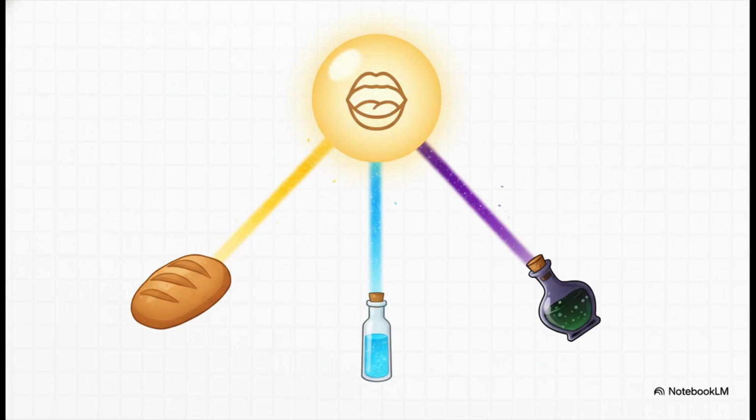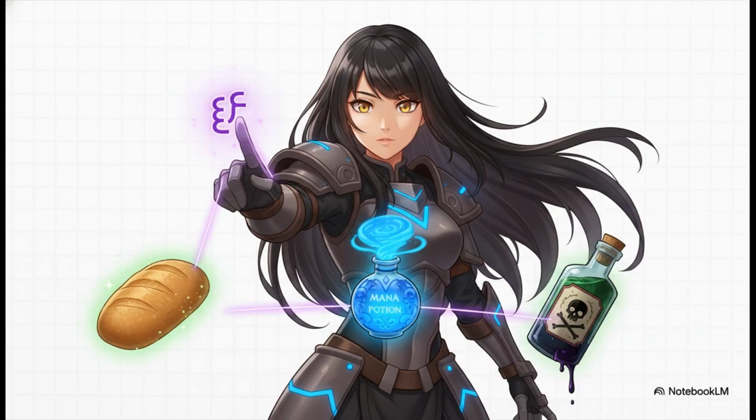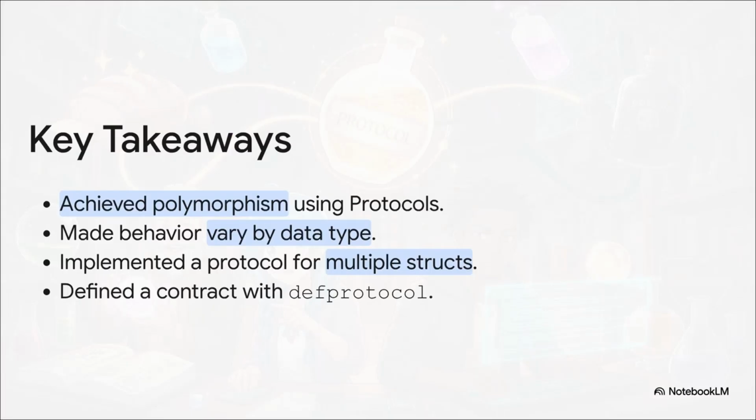One interface, many different behaviors. This is what idiomatic Elixir is all about, separating the data from what that data does. The takeaways are huge. You achieved polymorphism, decoupled data, and wrote clean code without messy conditionals.